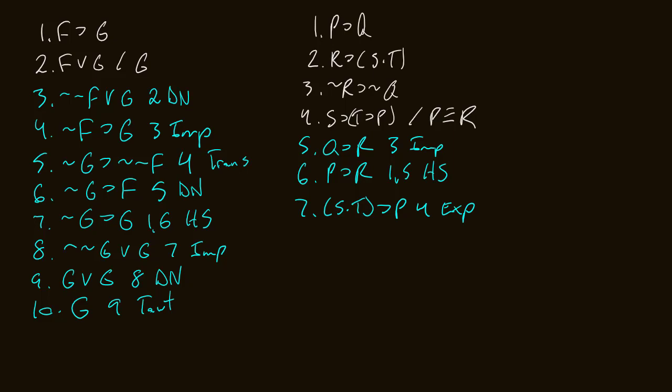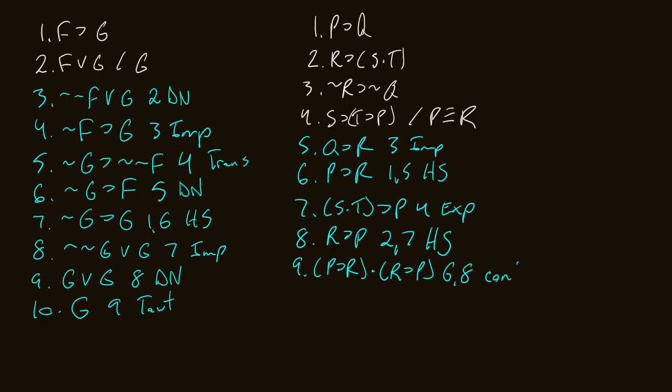And now on line 2, I have R then S and T. So I see another hypothetical syllogism, right? From lines 2 and 7, I can conclude R then P using a hypothetical syllogism. Now I have P then R and R then P. Let me use conjunction. That's 6 and 8. Comes from 6, 8, and conjunction. And now this is equivalence, material equivalence, to a biconditional. So we get P if and only if R from 9 and equiv.